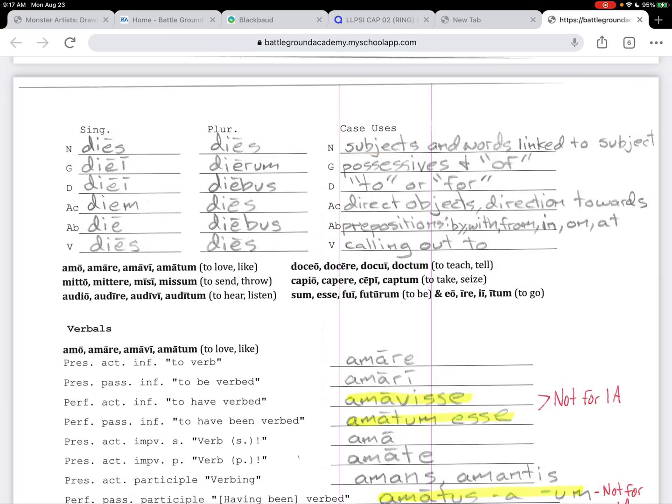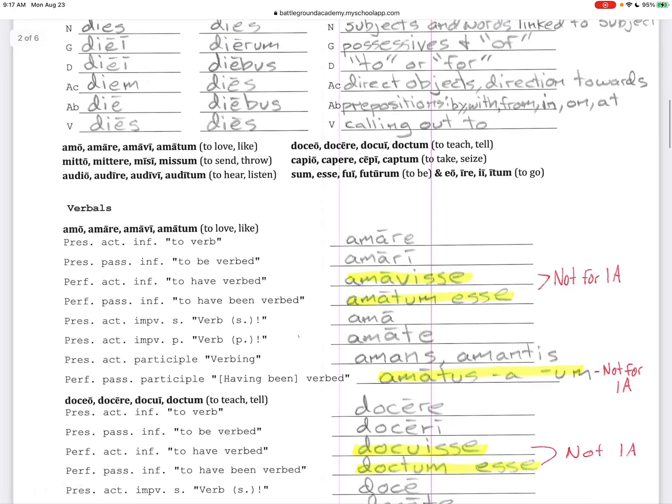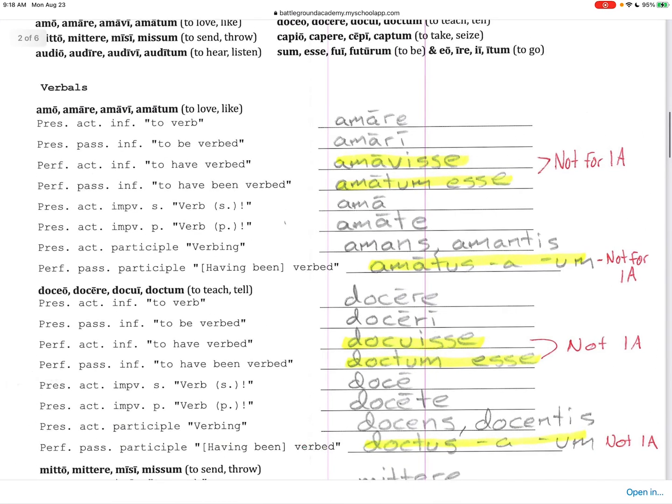Welcome to this video lesson on verbals and verbs for Latin 2 honors. This is for our review forms quiz coming up. So just to go over verbals first.